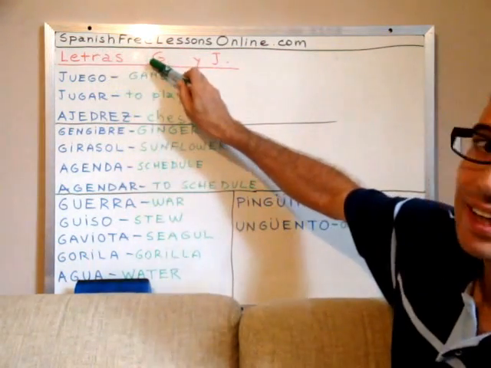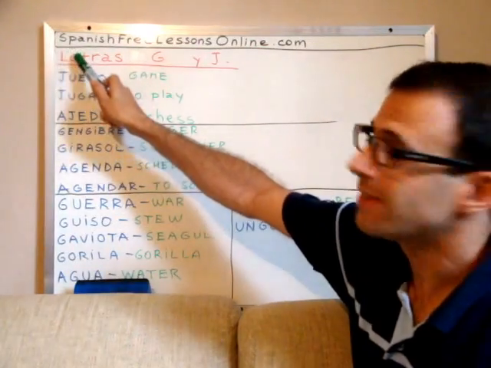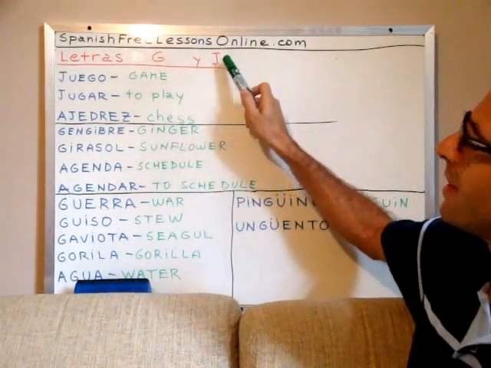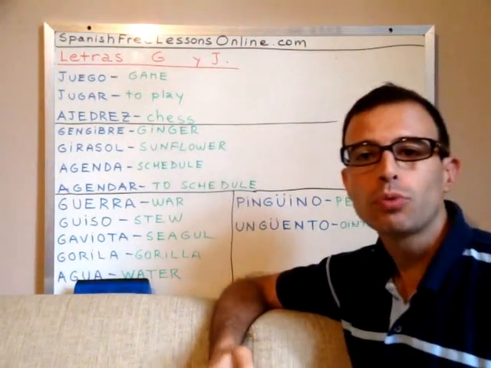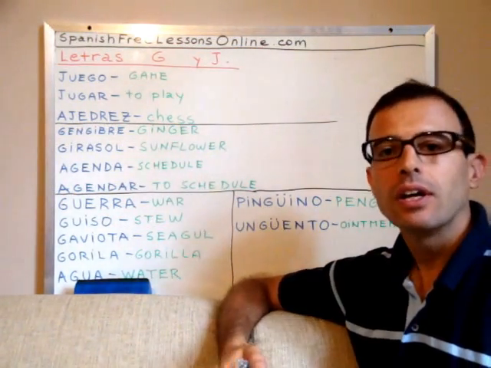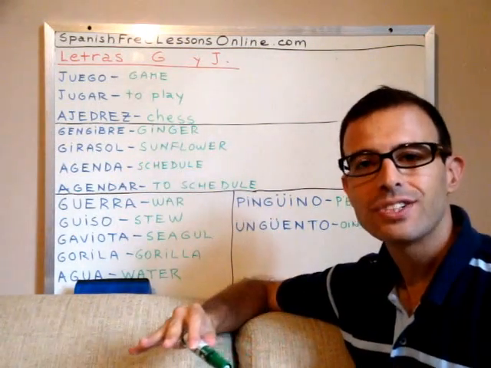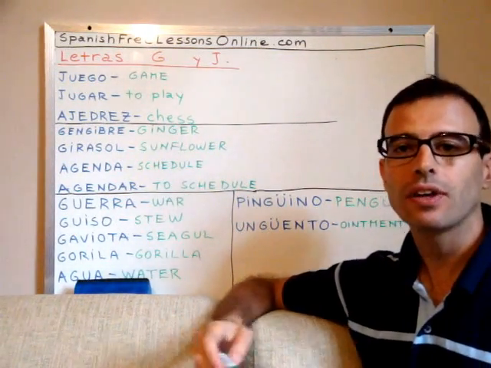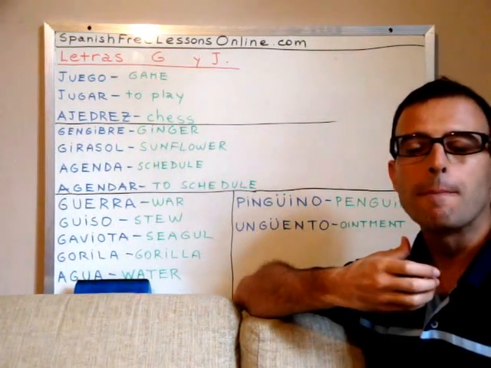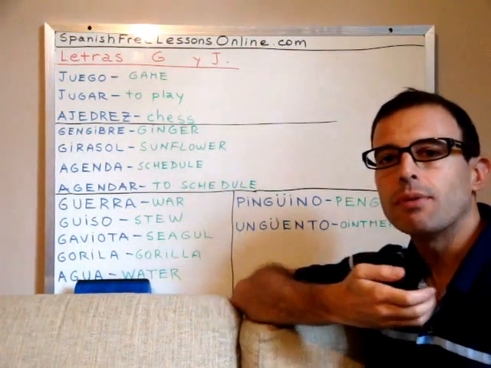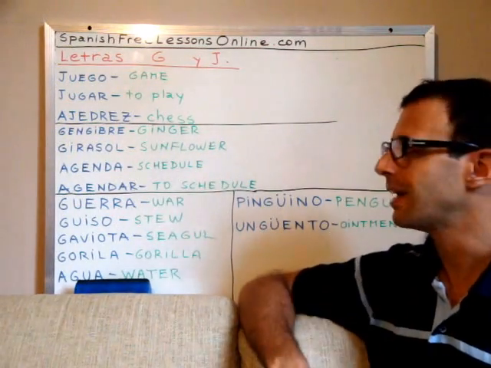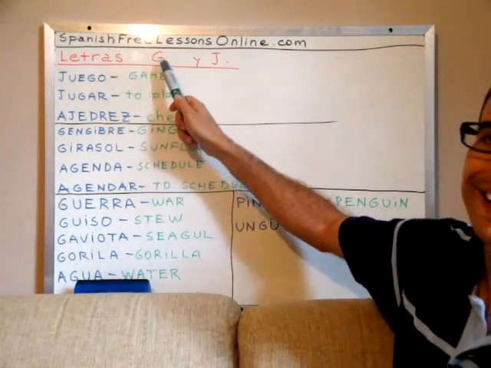Letras G y J, that is letters G and J. This is G and J. You have to try to pronounce the sound J, right? Not the smooth sound of the English H. It's not like an exhalation, but more as if it were scratching from behind the throat, right? Like that. Both of them.